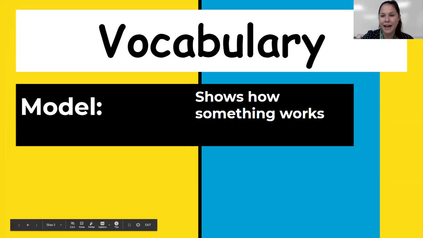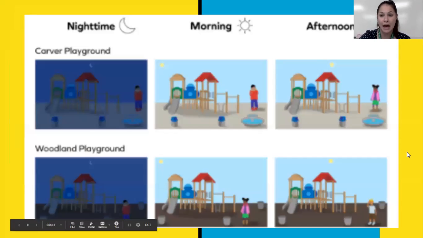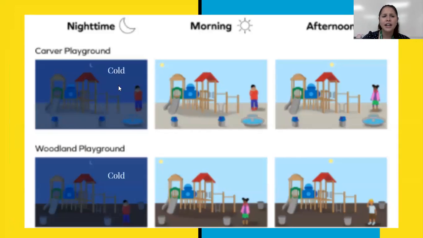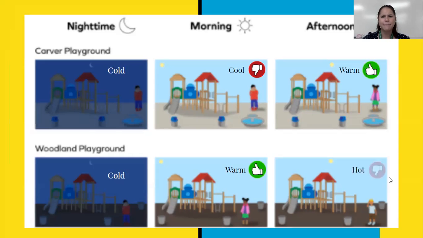Keep that answer in your mind while we talk about this model. So, like I said, at Carver and at Woodland, it's cold at nighttime, but that's okay because no students are on the playground at nighttime. In the morning at Carver Elementary, it is too cool for the students to play, but at Woodland, it's warm and the students feel comfortable. In the afternoon at the Carver playground, it's warm and the students want to play, they feel comfortable. But the Woodland playground is too hot.